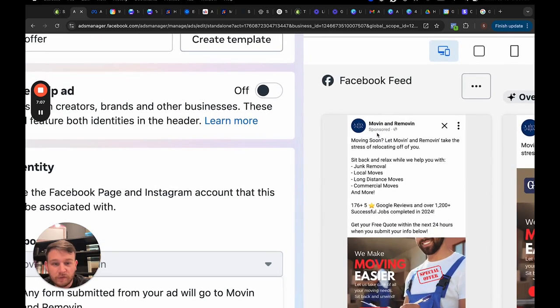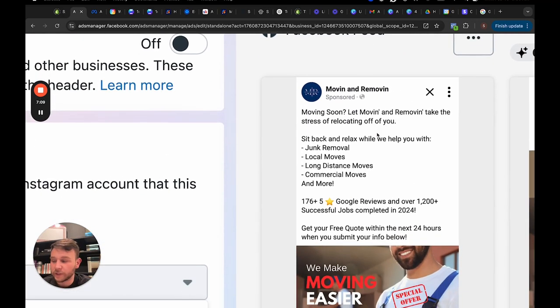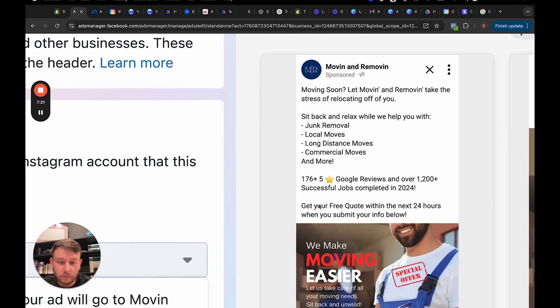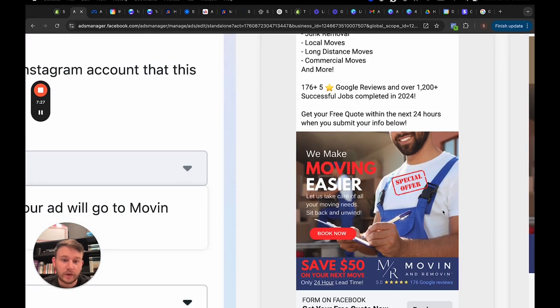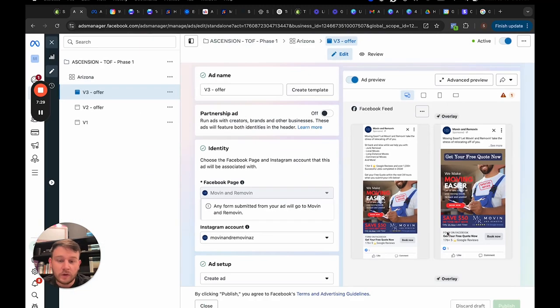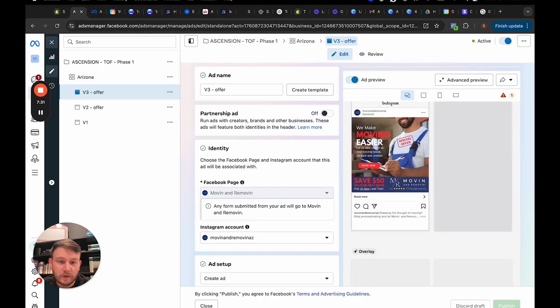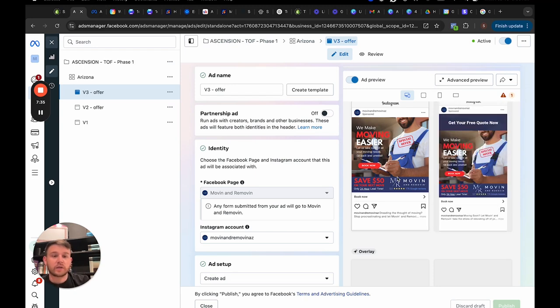So whenever people are moving, usually one of the big stresses is the move in and of itself, right? So moving soon, let Move In and Remove take the stress of relocating off of you. Just sit back and relax while we help you with junk removal, local moves, long distance moves, commercial moves, and more. 176 5-star Google reviews and over 1,200 successful jobs completed in 2024. Get your free quote within the next 24 hours when you submit info below, right? So you have the ability to make people's lives easier, and you want that dream expected outcome to be the thing that you are selling the most.